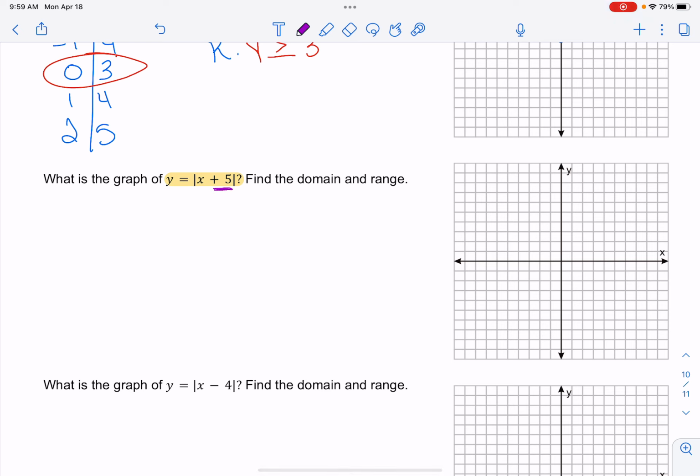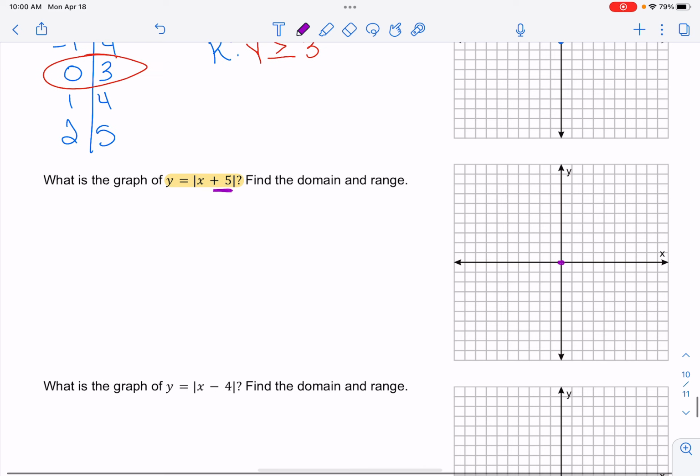Well, this plus 5 is inside the parentheses, or inside the absolute value. So that means we're either moving left or right. And since it's inside, that means that we are doing the opposite. So plus 5 means that we are going left 5. So that means we go from 0, 0 as our original vertex, and then now we moved left 5 to create our new vertex.